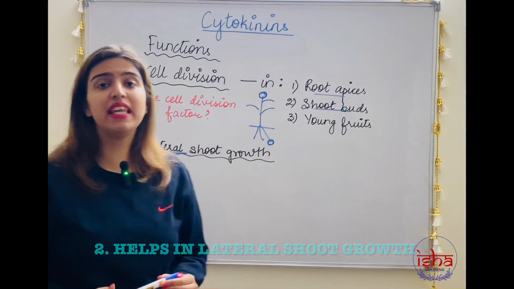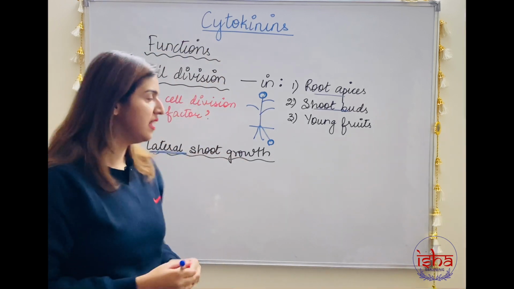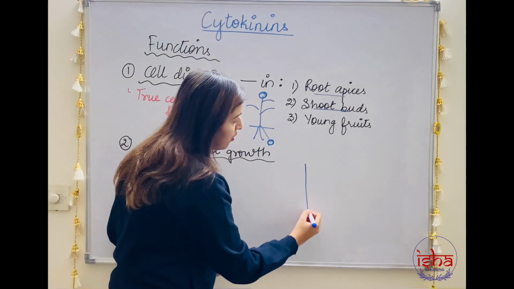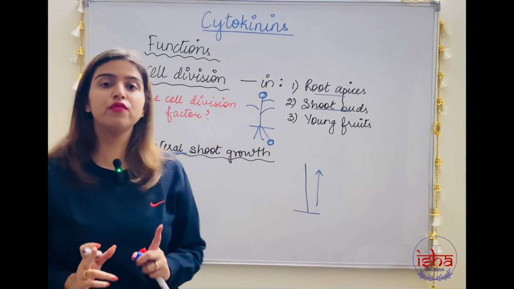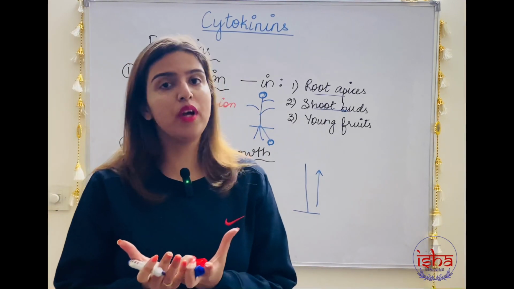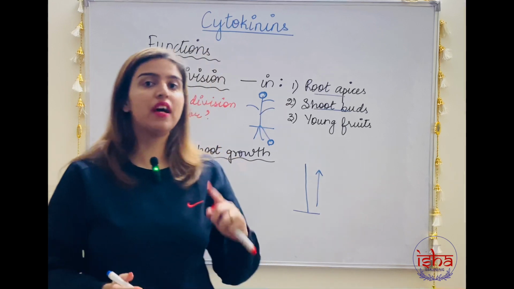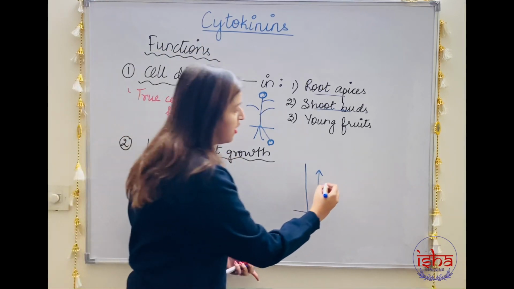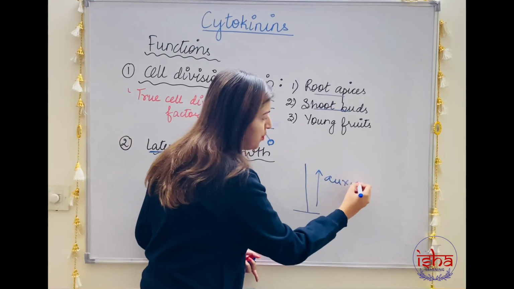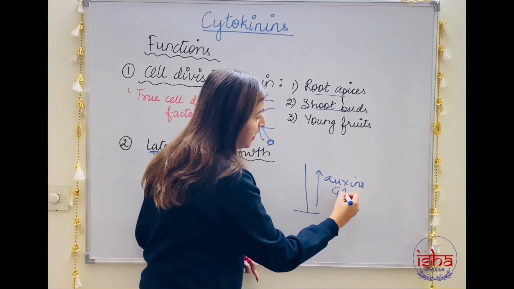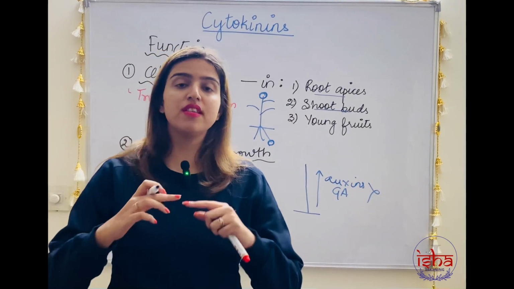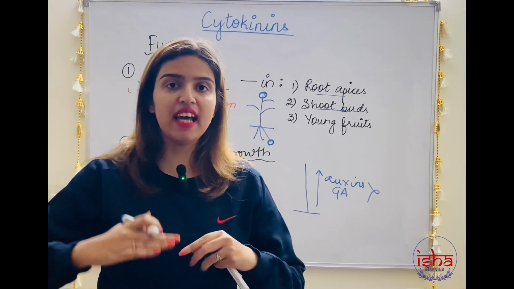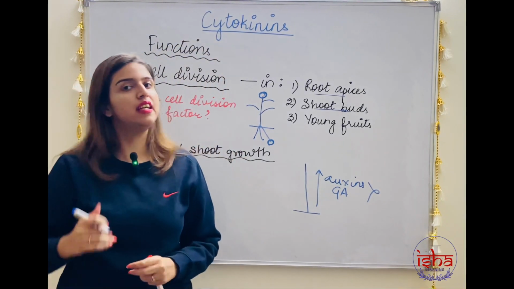What do we mean by lateral growth? As much as it is important for the plant to increase in height, it is also important for the plant to gain some width. The gain of height, we've seen, is done by auxins and gibberellins, mainly by performing enlargement of the cells. So the cells elongate in size and therefore the plant increases in length.